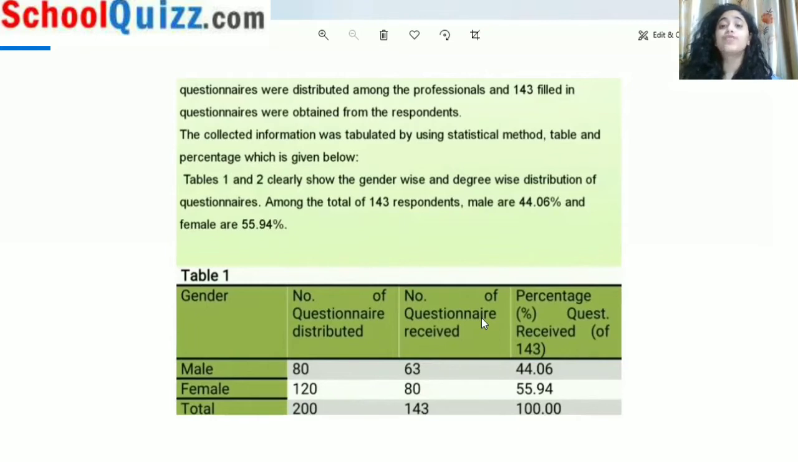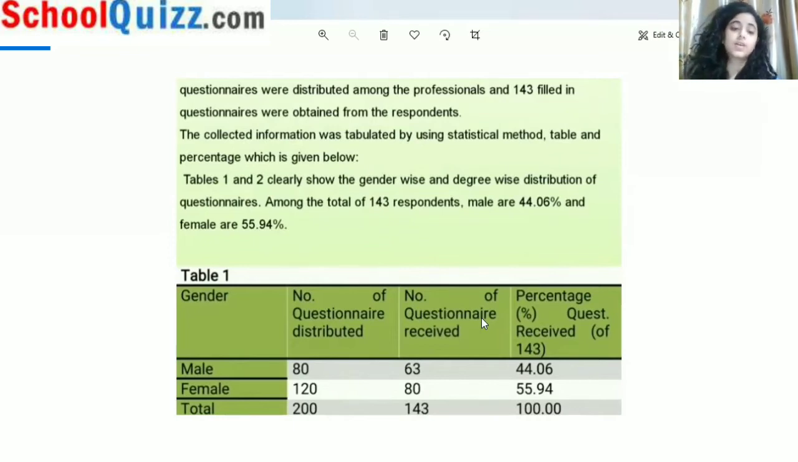Male are 44.06% and females are 55.94%. Okay, so here what is shown is that table 1 and 2 show that there are 44% of male and approximately 55 or 56% of female.